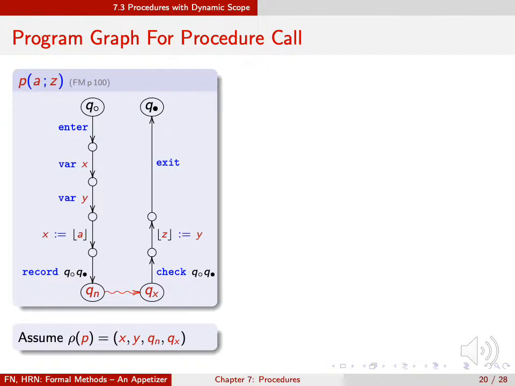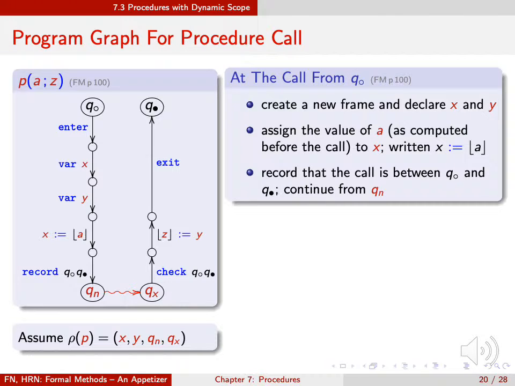The point of a procedure call is to create edges from the start node to the start node of the procedure body, as shown in the downward sequence of edges, and from the endpoint of the procedure body to the endpoint, as shown in the upward sequence of edges.